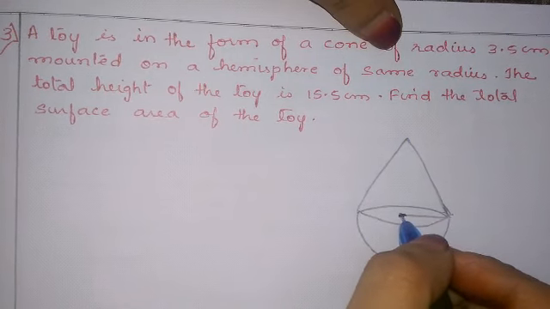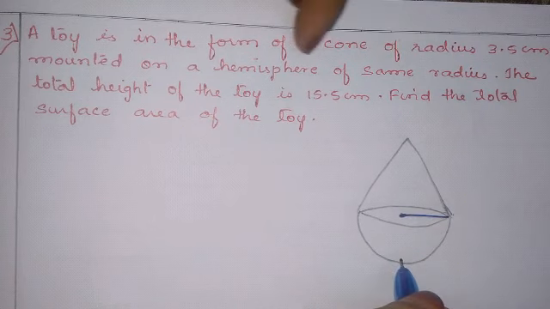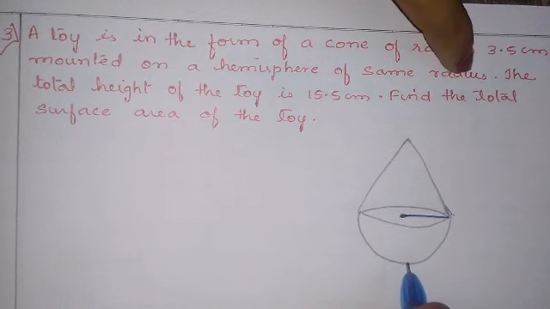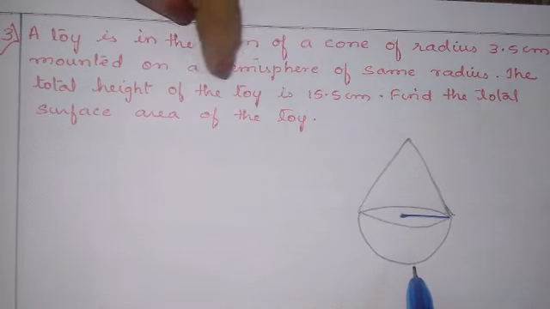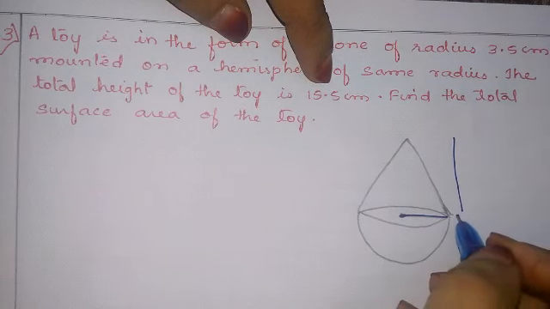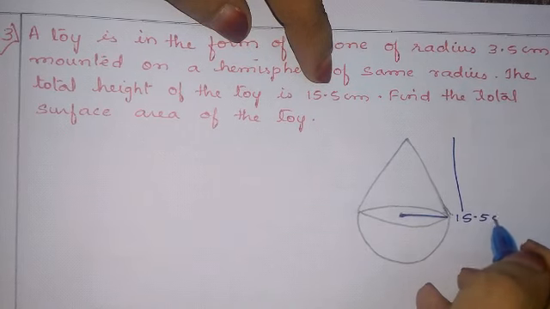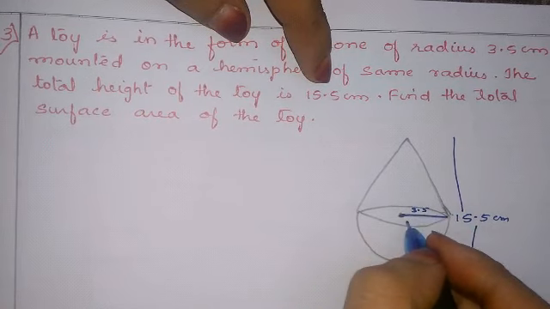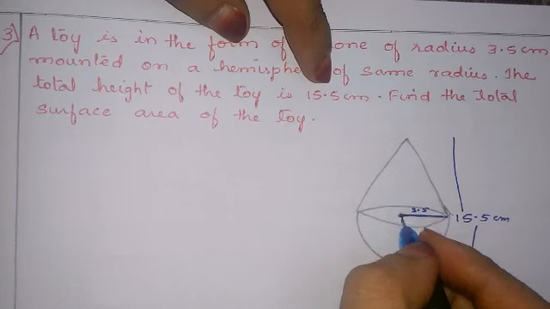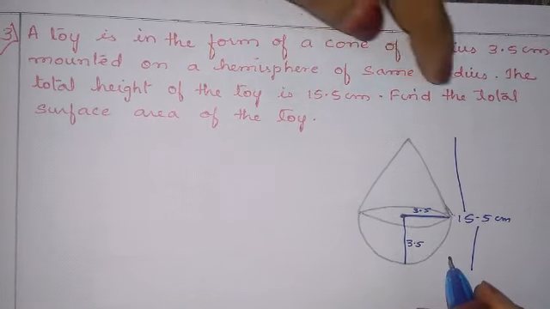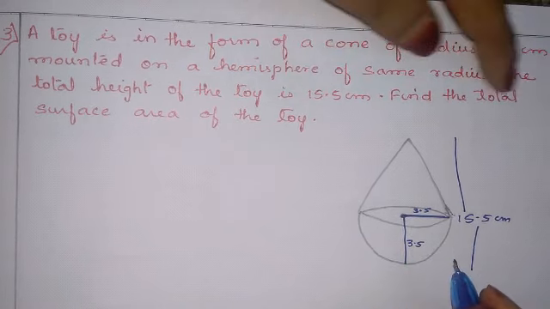The cone radius and hemisphere radius are the same. They have told in the question that the cone is mounted on a hemisphere of the same radius. The total height of the toy is 15.5 centimeter and the radius is 3.5. So if this is the radius, this is also a radius, that is 3.5. Find the total surface area of the toy.